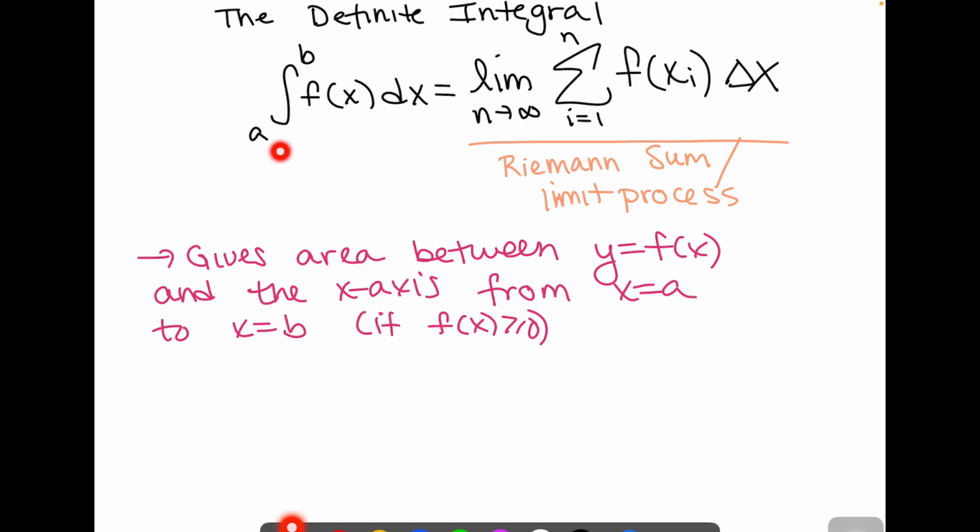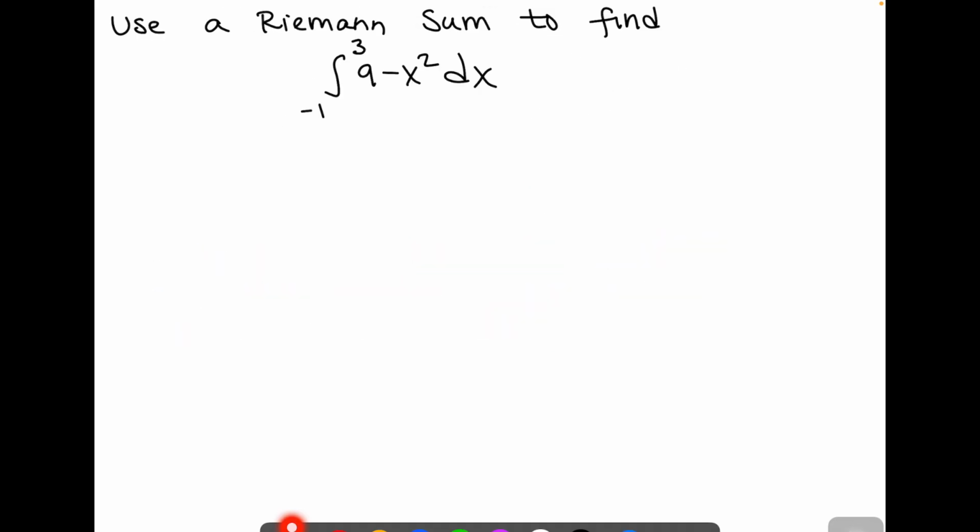Those little bounds of integration, those numbers, tell you the x value you're starting at and the x value you're stopping at. It's going to give you the area under the curve if that function is bigger than or equal to 0. If that function is less than or equal to 0, it'll actually give you the negative area. And we'll say a little bit more about that later. But our definite integral is actually defined by our Riemann sum. So let's see how this works by doing an example.